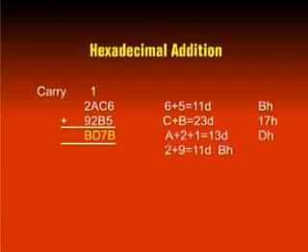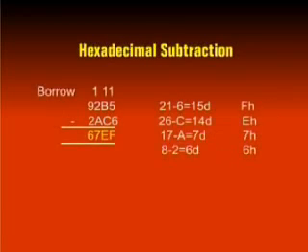Hexadecimal addition is similar to binary addition and decimal addition. Carries are generated. Let's subtract one hexadecimal number from another hexadecimal number. Let's consider the first hexadecimal number to be 92B5. And from this we subtract 2AC6, the other hexadecimal number.